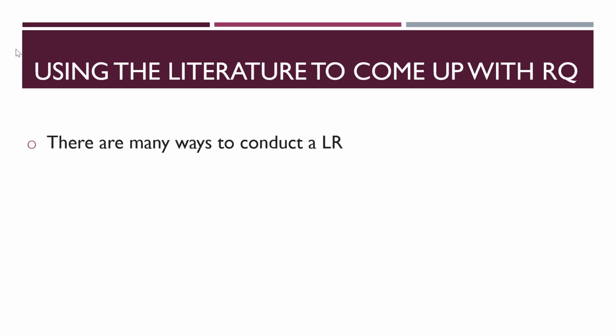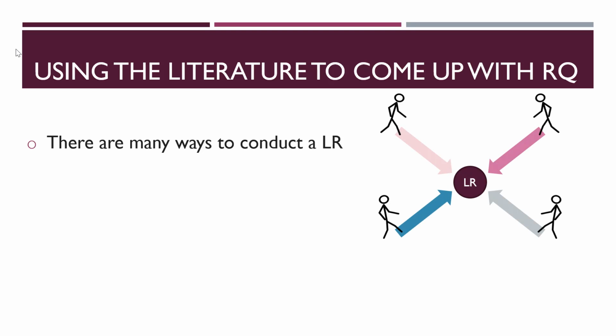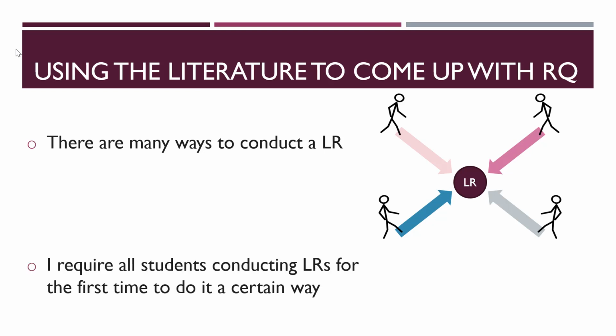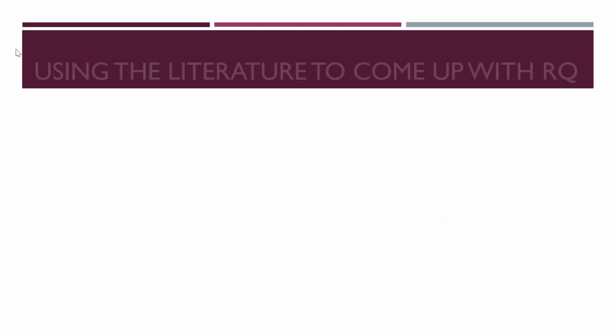And there are many ways to conduct a literature review. There's many different paths researchers take. And when you read your articles, you'll see that their literature reviews vary. I require all students, however, who are conducting literature reviews for the first time to do it a very specific way. And this is a way that I learned how to do my first research review, and it's a way that I think made it easier for me to see patterns across all the studies. I refined the method a little bit, but essentially I think this is the easiest for new students.